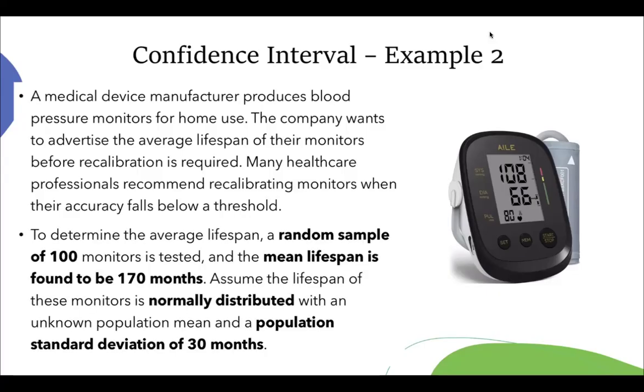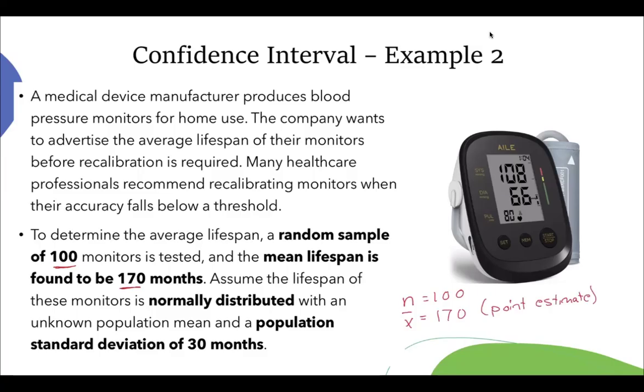To determine the average lifespan, a random sample of 100 monitors is tested. So I'm going to write down the information as the problem presents itself. And the mean lifespan is found to be 170 months. So a sample of 100 has a mean of 170. That means X bar is 170. That is going to eventually be the point estimate for our confidence interval.